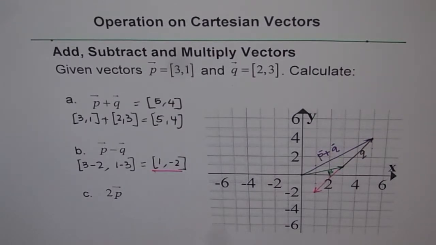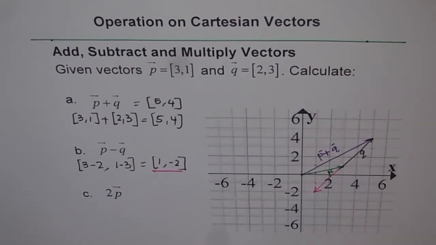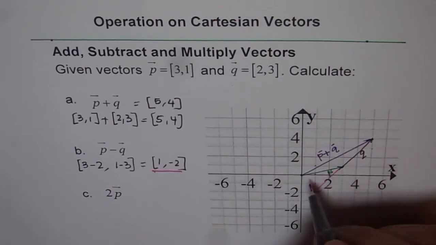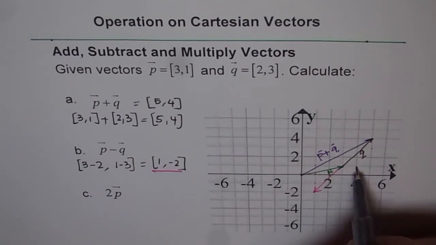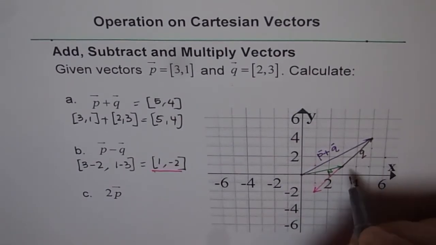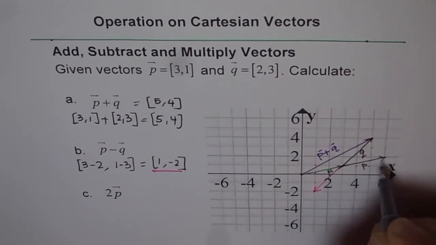Now let's do the third part, which is a scalar multiple: 2 times p. 2 times p is this vector, and we can extend it further by twice the length, right? So it becomes twice the length. Same vector again, once again, right? So this vector is (3, 1). From here, 2p means add it once more. So 1, 2, 3 and 1. So that becomes another p, right? So p plus p, we get 2p.